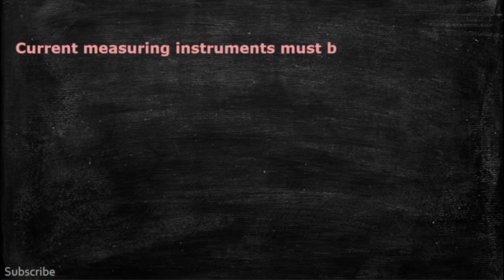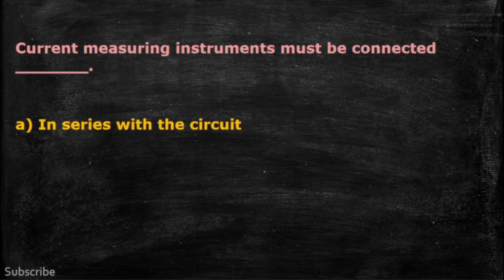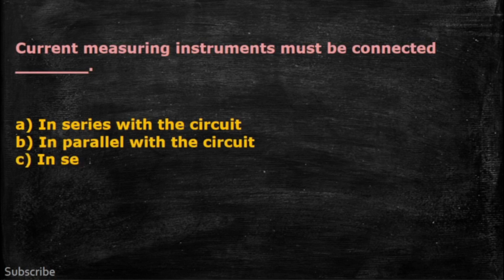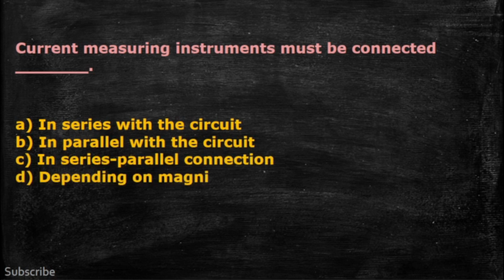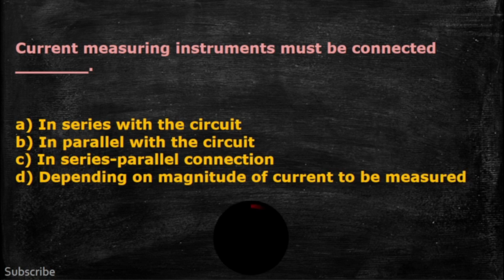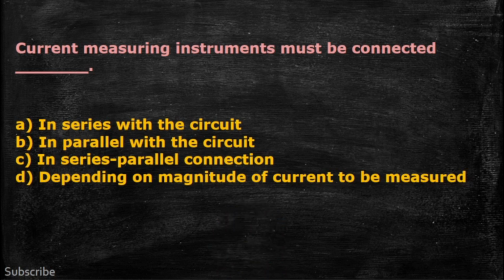Question number 38. Current measuring instruments must be connected. A. In series with the circuit. B. In parallel with the circuit. C. In series parallel connection. D. Depending on magnitude of current to be measured. The correct answer is letter A. In series with the circuit.